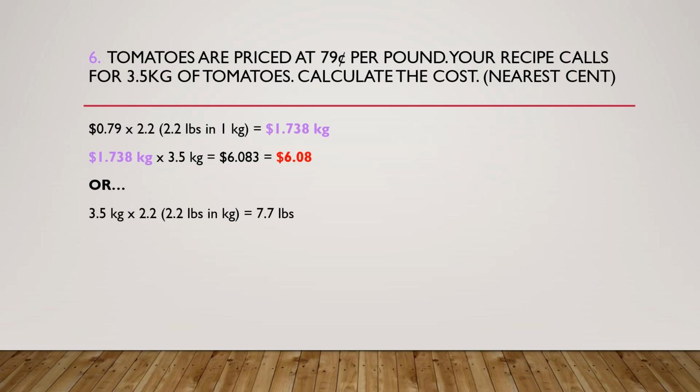I'm going to take the 3.5 kilograms my recipe calls for, and I'm going to calculate how many pounds that equals by multiplying the 3.5 kilograms by 2.2 pounds in a kilogram, and I realize my recipe is looking for 7.7 pounds. I then simply take the amount of pounds I need, 7.7, and multiply it by the cost per pound, 79 cents, and I'm getting to the same place. $6.083 rounded to the nearest cent, I get $6.08.